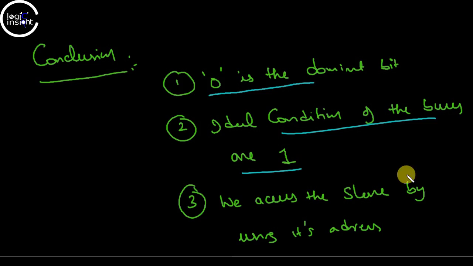So we can access the slave by its address. There are so many slaves. In order to access each and every slave, there is a specified address. If we access that address, we can access the slave.